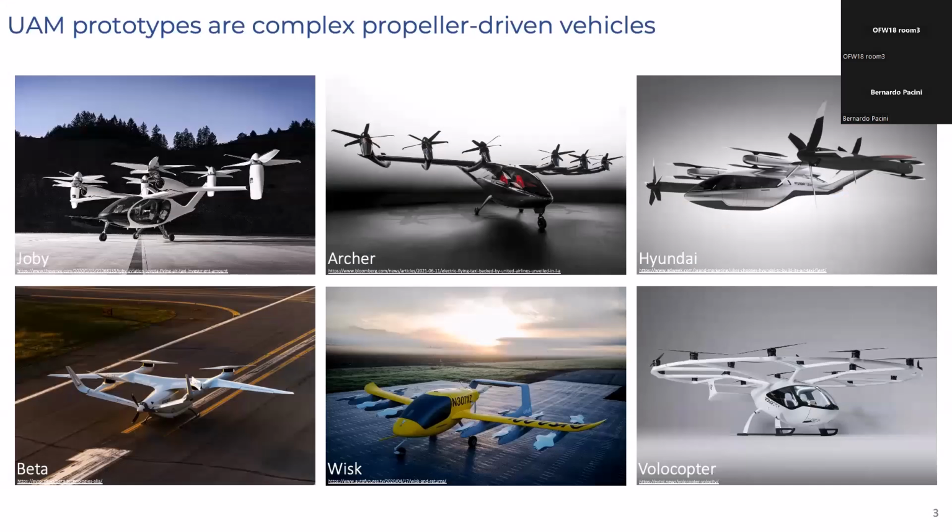UAM prototypes are very complicated vehicles, and we see a couple of them here on this slide. These are 6 of the major industry players. The unifying factor here is that all of these designs have propellers. So we're particularly interested in studying this propeller wing and propeller airframe interaction on these complicated designs. The design space is quite large. You can see all of these companies come up with very different optimized designs in their opinion. So we're interested in trying to help figure out what is true of the optimum here.